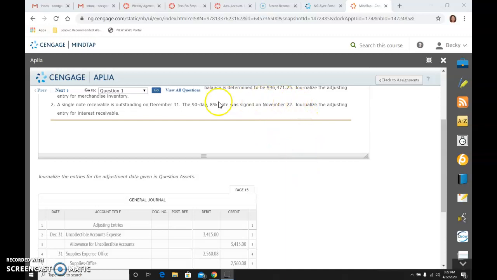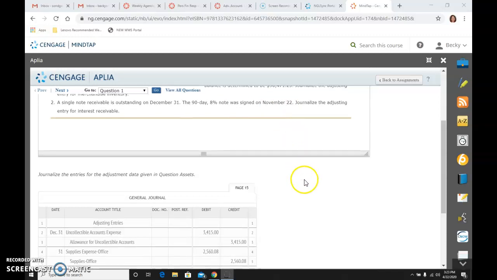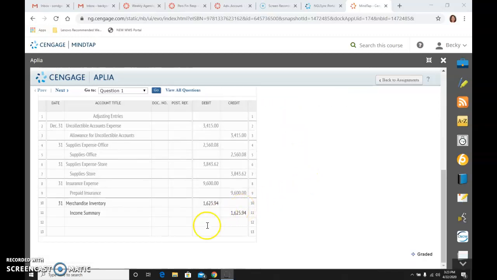So to repeat then, to calculate the amount of my adjustment, I take the $8,000 principal times 0.08 for the rate times 39 divided by 360. And if I did that, the amount that I would get, if I could round, is 69.33.